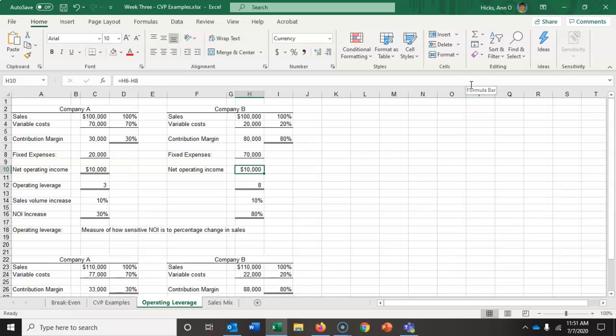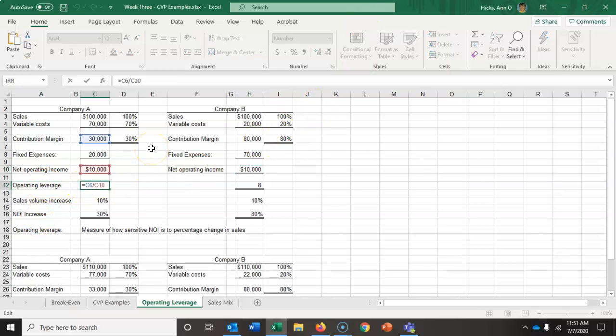Now, operating leverage, very simply, is calculated as being the contribution margin at a particular sales level divided by the net operating income. So for Company A, they have contribution margin of 30,000, net operating income of 10,000, so they have an operating leverage of 3. Company B, on the other hand, has contribution margin of 80, again, net operating income of 10, so they have an operating leverage of 8. So what does that mean?